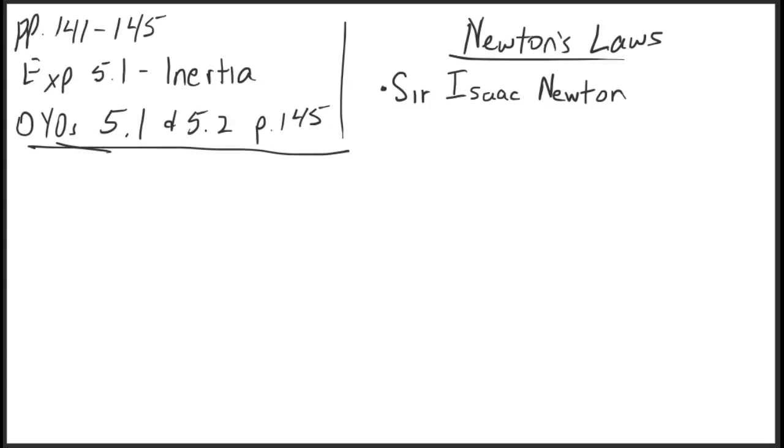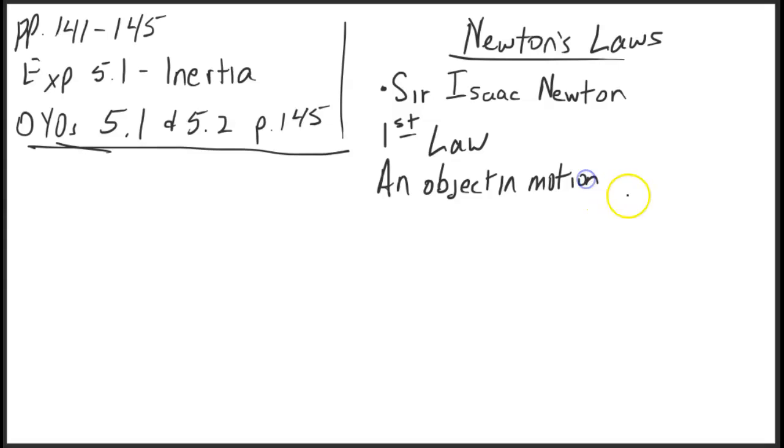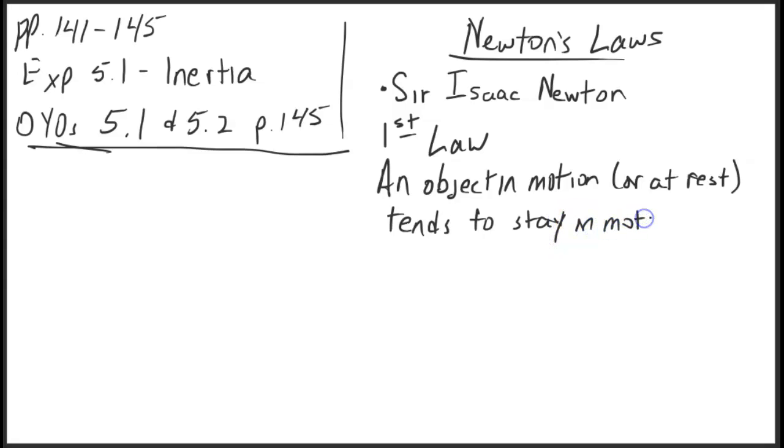Okay, but here are the key things. All right, so Newton's first law, which we look at here, is this: an object in motion, and it's worth taking the time to write this down and get it into your mind. An object in motion, and spell each word correctly as you do it, or at rest, not risk, or at rest, tends to stay in motion or at rest until it is acted upon by an outside force.